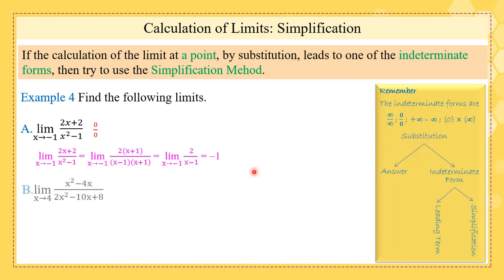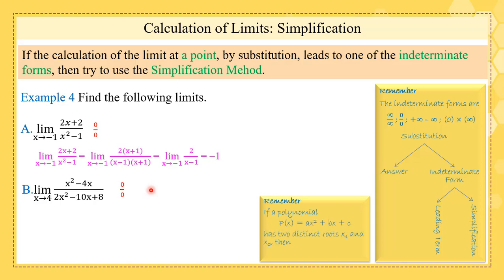Now let's see the second example. So when x tends to 4 here, we also get 0 over 0. So because x tends to a point, we try to use the simplification method. Now here, I'd like you to remember, please, the factorization of a second degree polynomial.